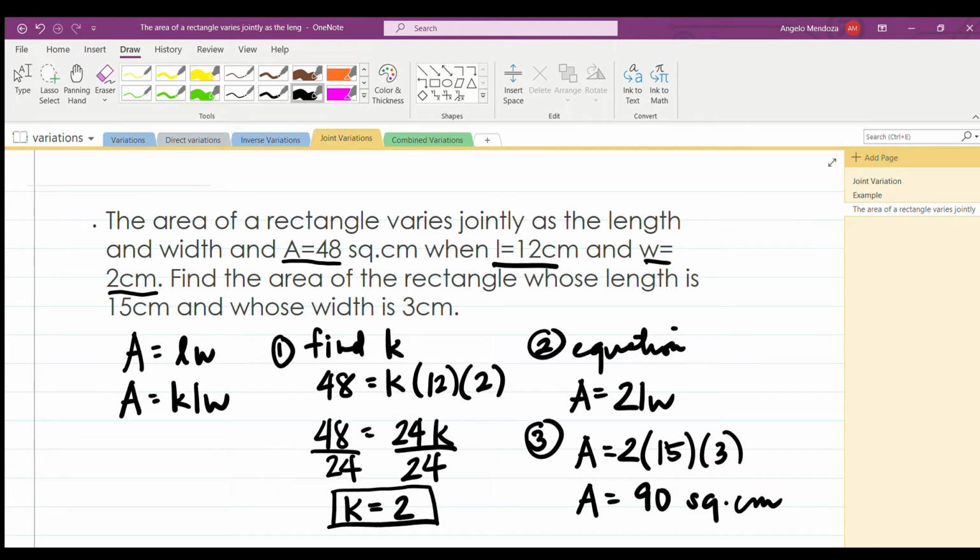So that is how to solve joint variations. Again, you have to master how to translate verbal statements to mathematical equations, and then solve for the value of K, then the equation, and then the missing variable. Wait for part 2 of this type of variation. The next type, or the last type of variation, is combined variation.